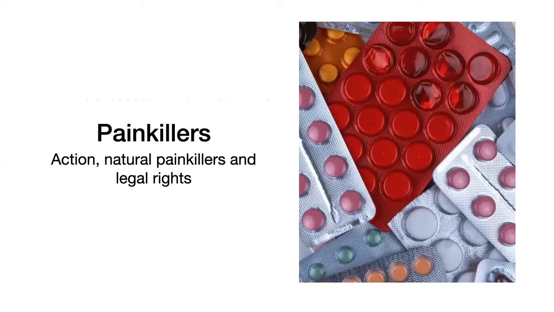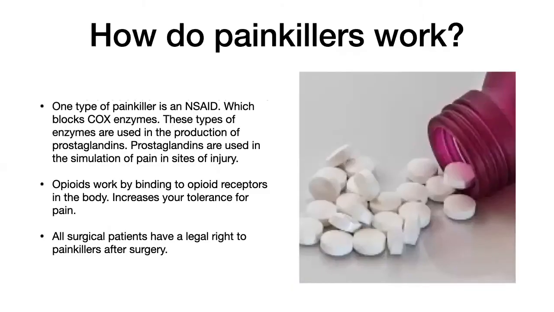Painkillers work in different ways. There are different kinds of painkillers, and there is a legal right of certain patients to painkillers. One type of painkiller is an NSAID, which blocks COX enzymes. These types of enzymes are used in the production of prostaglandins. Prostaglandins are used in the stimulation of pain in sites of injury. An NSAID might include aspirin or ibuprofen, for example.